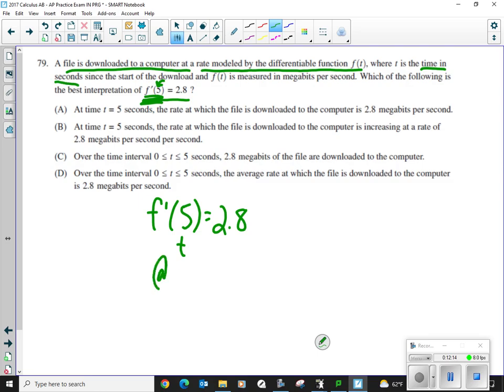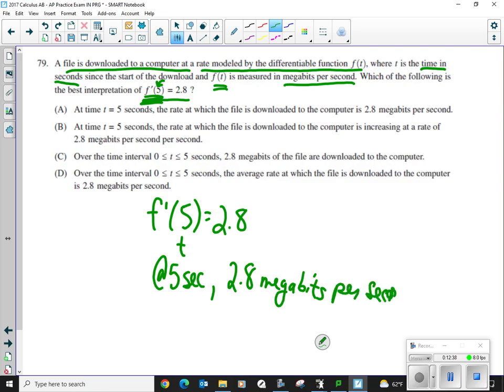So at 5 seconds, this is going to be part of our explanation. What is this 2.8? I don't know. Let's see. Since the start of the download, f of t is measured in megabits per second. So it's going to be 2.8 megabits per second. And this is downloadable, right? A file is downloaded. So this file is downloaded at 2.8. So at 5 seconds, the file is being downloaded at 2.8 megabits per second.